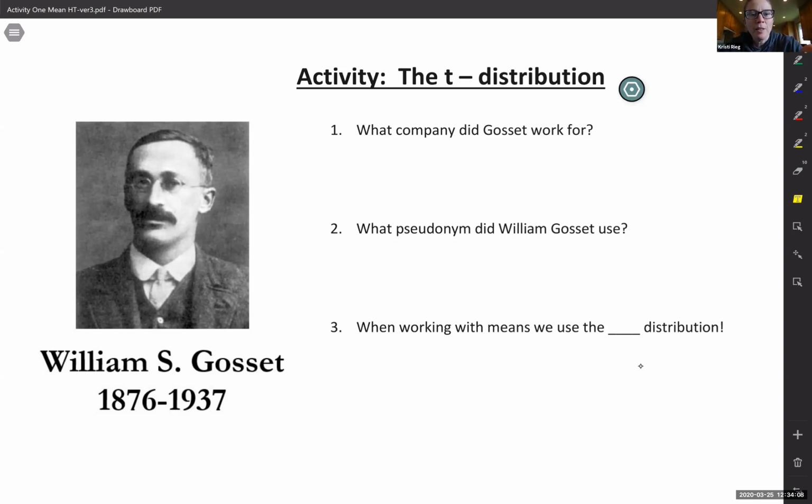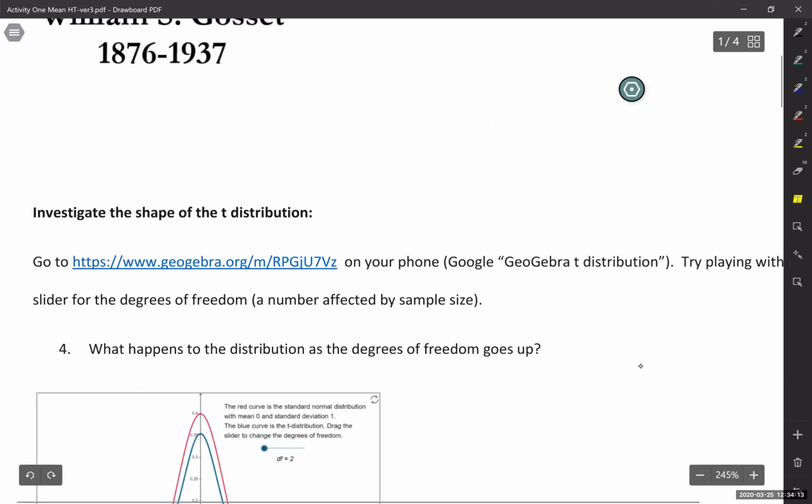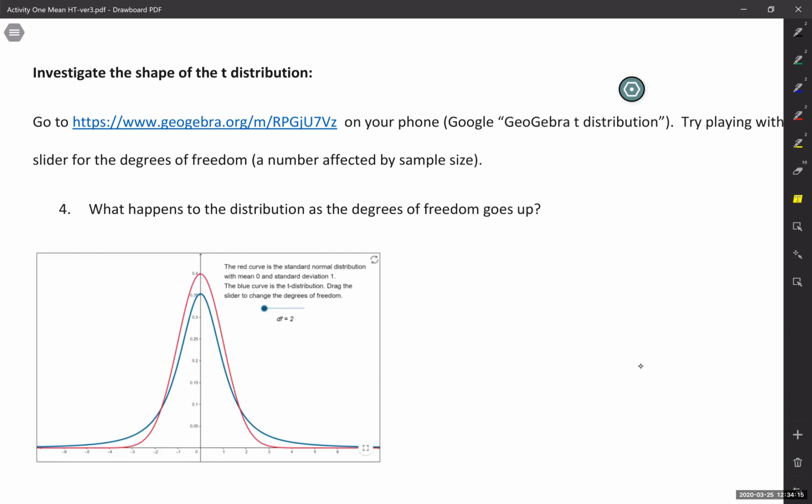Okay, so what we're going to do now is look at the second half, and you can play along with this. I left the webpage here. Or you could even just Google GeoGebra t-distribution on your phone or on your computer. And it has this little picture here, and we can look at different aspects of it.